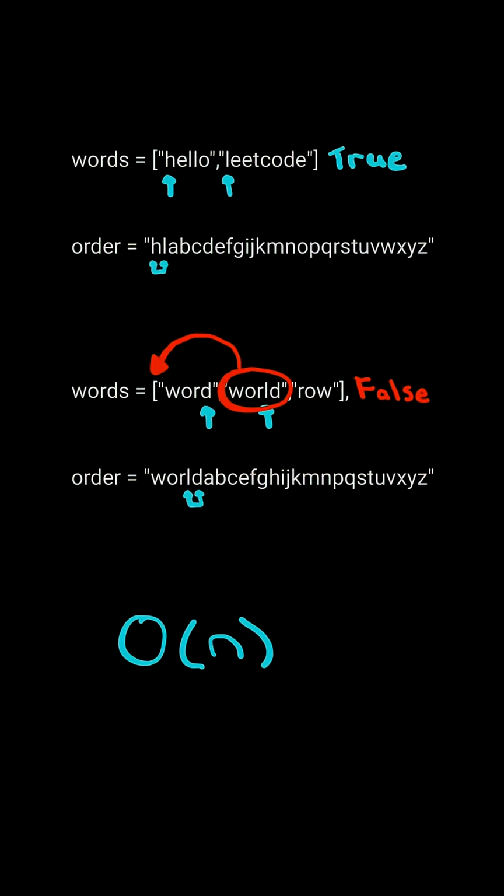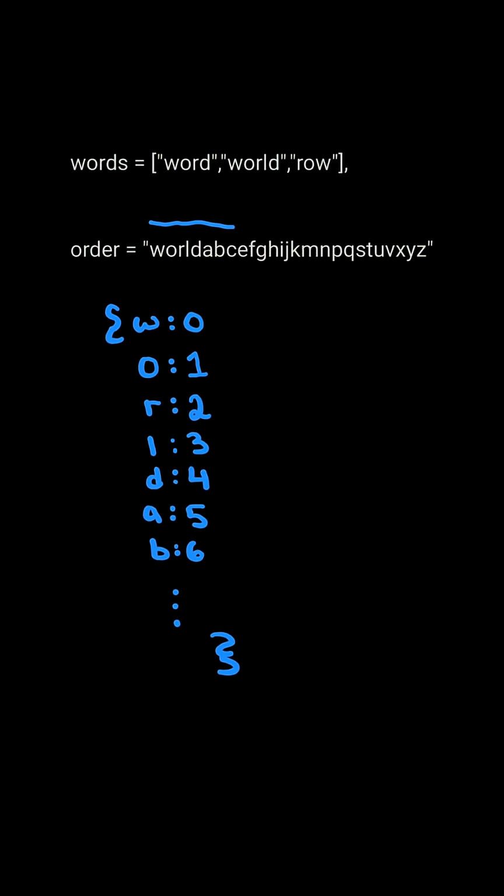We will solve this in O of N time, where N is the total characters in the words. First, we want to iterate through the alien dictionary and create a dictionary of our own, where the character gets mapped to its position in the dictionary. For example, the character O is at position 1 in the alien dictionary.